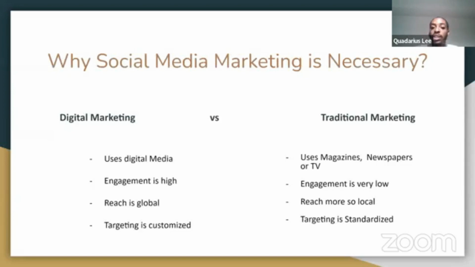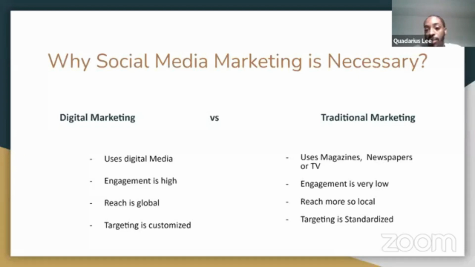Now, with traditional marketing, engagement is very low. With newspaper, you're not able to track engagement. Magazines, you're not able to track engagement. TV, you might be able to if somebody tweets about a commercial or something like that. But then again, that ties all the way back to digital marketing.